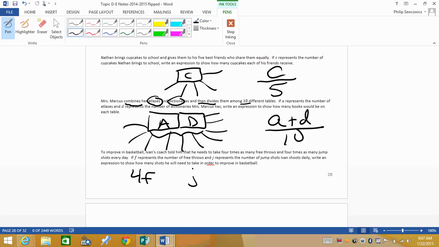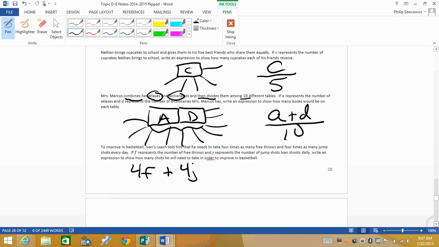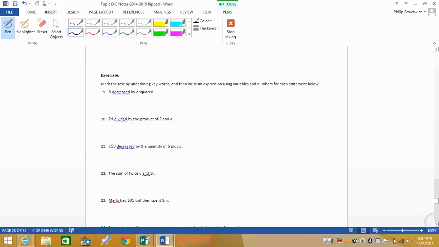We're doing both of them there. All right. So we do need to add it together, and then 4 times the amount of jump shots. So 4F plus 4J. Let's go to the next page here.